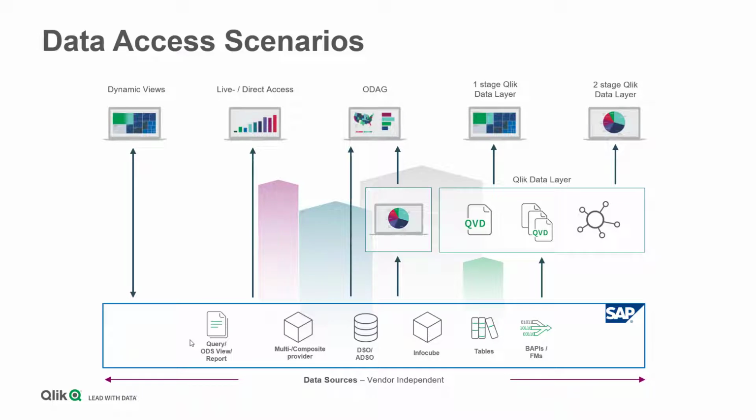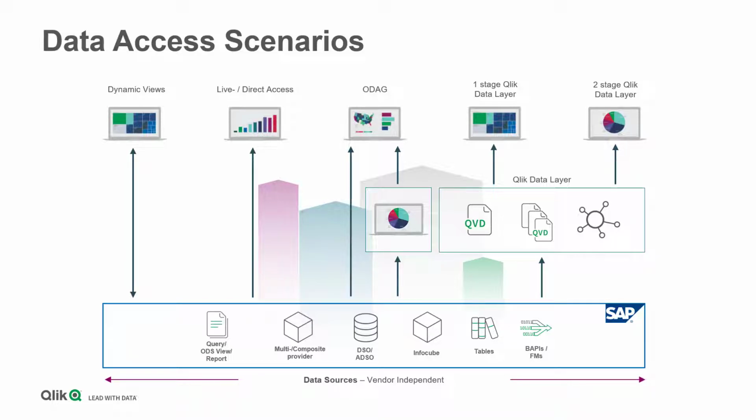Okay, so let's take a look at the different data access scenarios which are in general possible using Qlik on top of SAP. You can see that we offer a wide range of data access scenarios. So it's not only data caching like we see within a Qlik data layer option on the right side. We also have the option to have live access using dynamic views, live or direct access, or even ODAC, which stands for on-demand app generation.